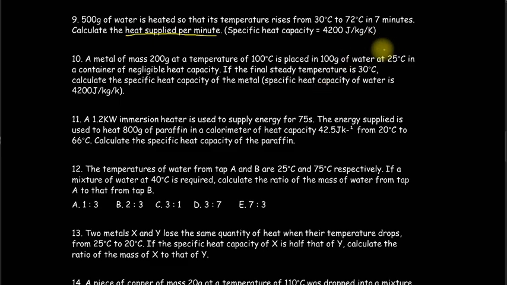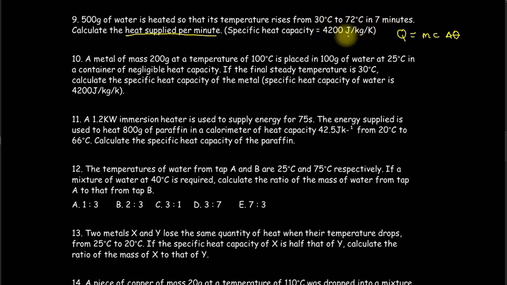We just use our normal formula for quantity of heat, which is Q is equal to m c times change in temperature. That is the formula we just use. And the quantity of heat we get, we just divide it by the time, 7 minutes. As easy as that. So let's go about it. 500 grams of water, change it to kilograms, is 0.5 kg. Change in temperature, 72 minus 30, is 42.